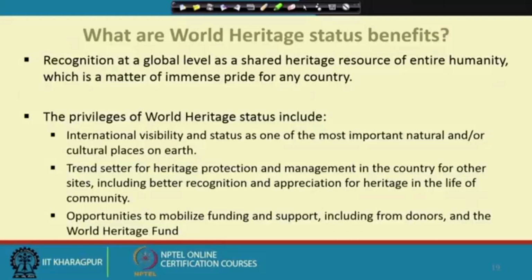And even when some problem happens at a World Heritage Site, all the member countries and other countries extend their support, maybe technically, maybe financially or in other forms. So, it becomes a sort of responsibility of all the member countries because it is a World Heritage Site, and that is the most important factor when we talk about World Heritage Sites.